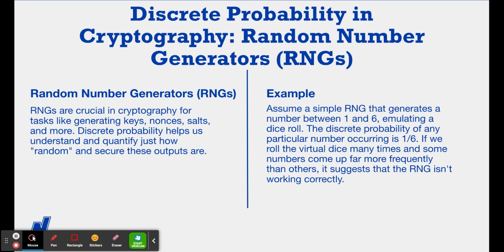In most cryptographic systems, high quality randomness is crucial for tasks like generating secure keys.